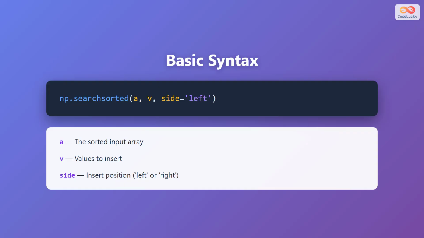The basic syntax is np.searchsorted with 3 parameters. The first parameter, a, is your sorted input array. The second parameter, v, contains the values you want to insert. The third parameter, side, determines the insertion position and defaults to left. You can set it to either left or right depending on your needs.